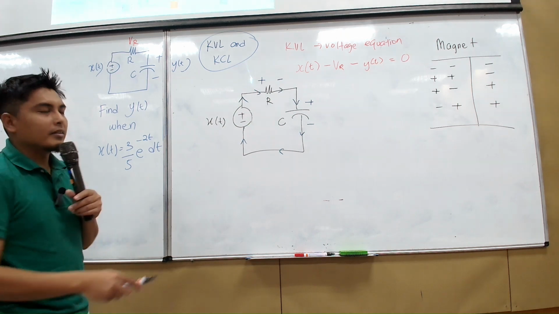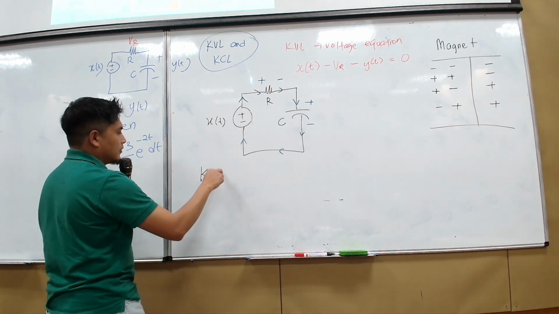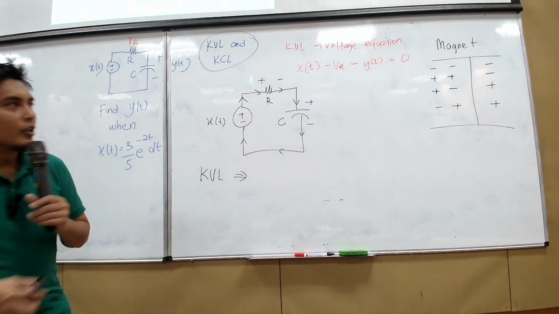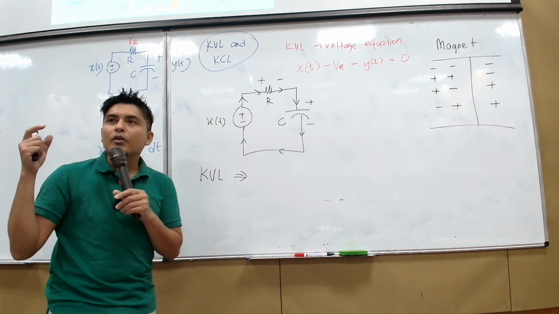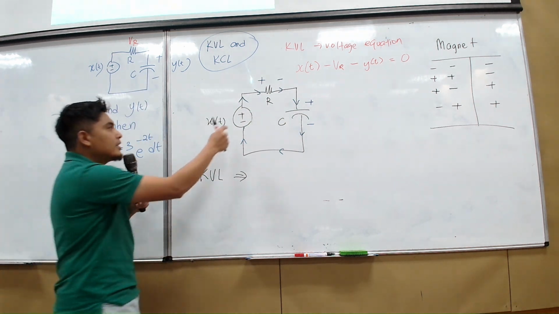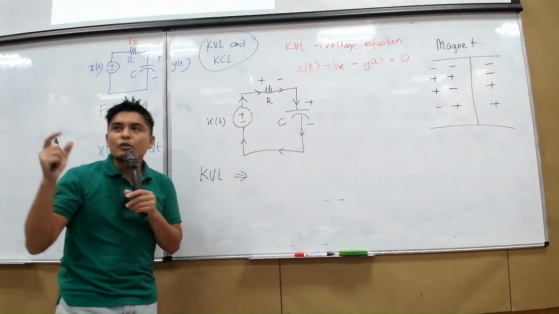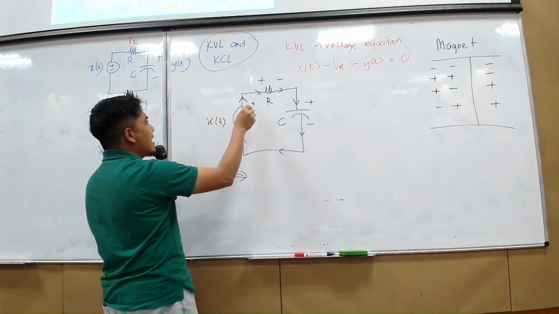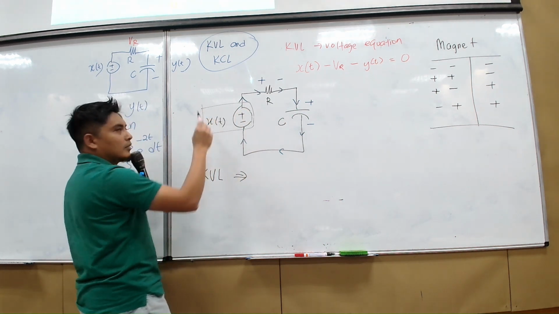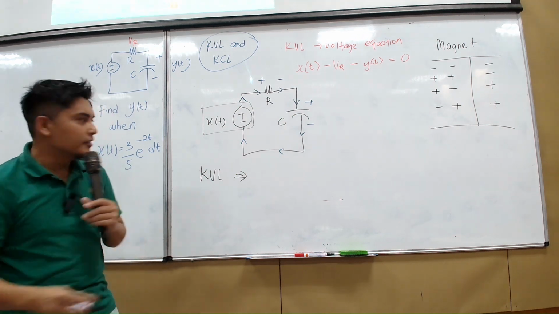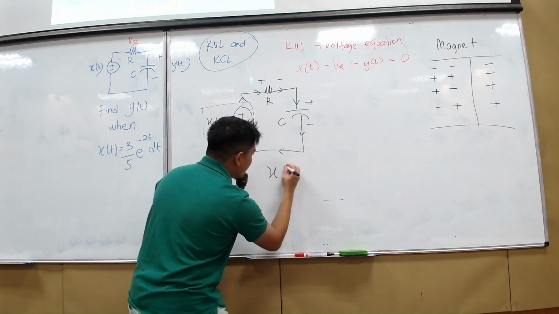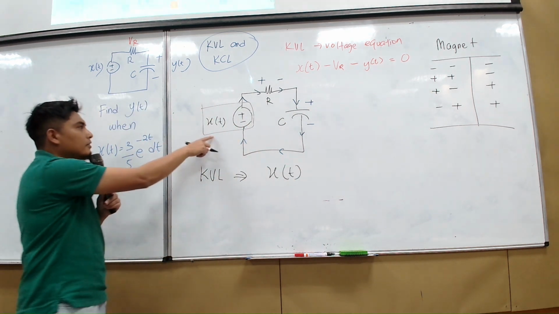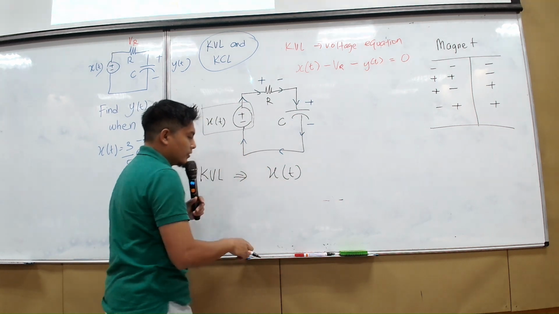Now we want to write the KVL. If you want to write a KVL, you need to set one. There are 3 things, 1, 2, 3. You need to set one thing as a reference. In this case, I set XT as a reference. So when you set XT as a reference, you need to write down XT first.